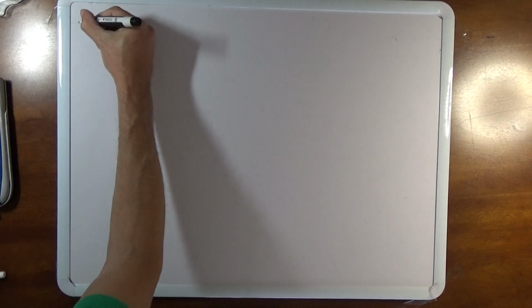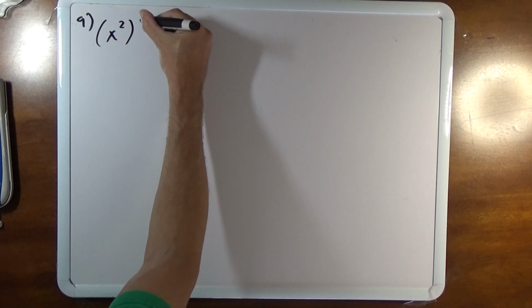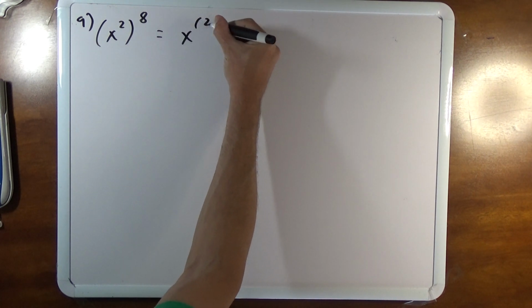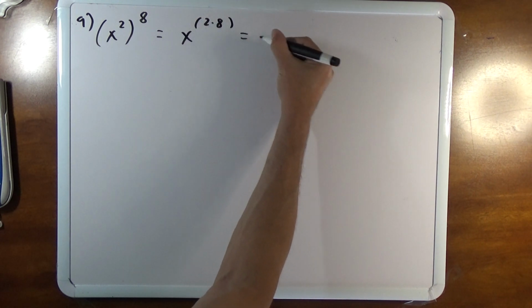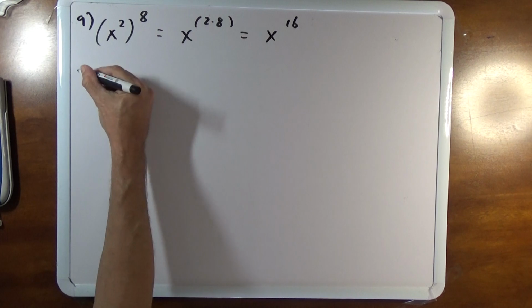Number 9. X squared all raised to the 8th power. So that's x to the 2 times 8. Right, raise a power to a power and multiply my exponents. So that's x to the 16th.